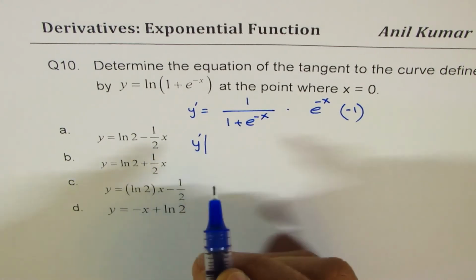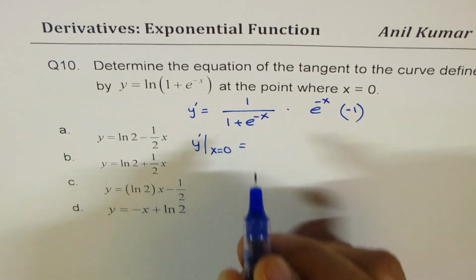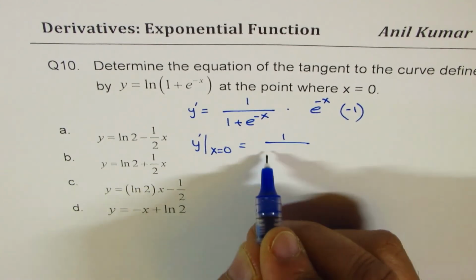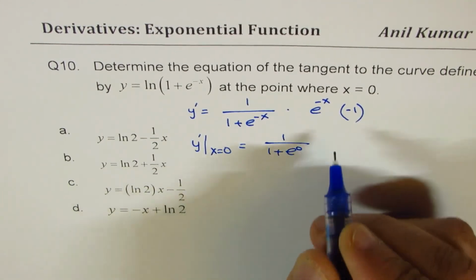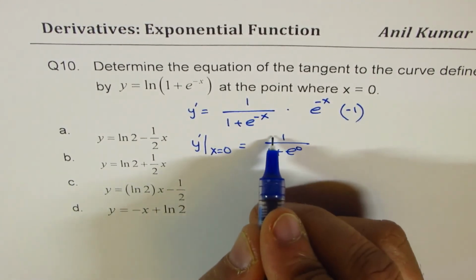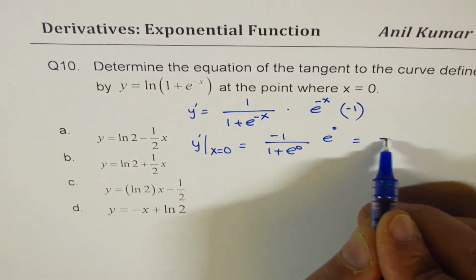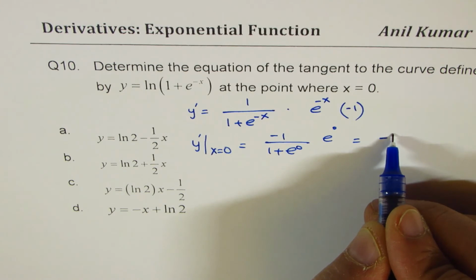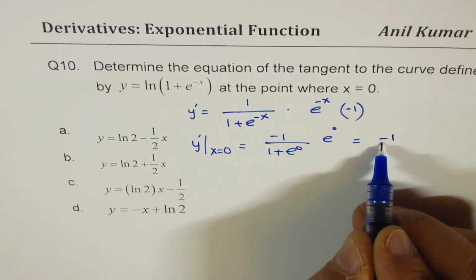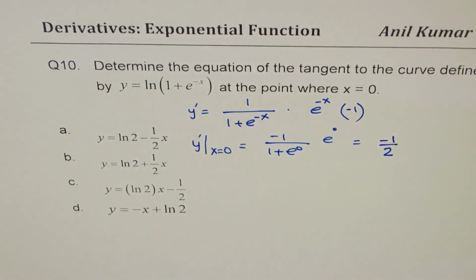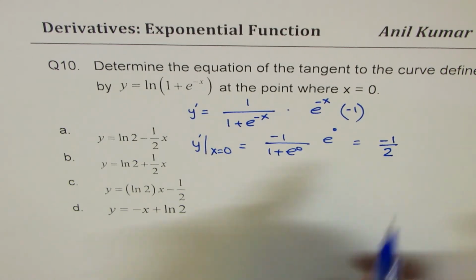Let's find the derivative at x equals 0. So if I substitute 0 here, I get 1 over 1 plus e to the power of 0. That negative makes it negative. E to the power of 0 is 1. So what we get here is negative 1 over 2. So we get a slope of minus half, right?